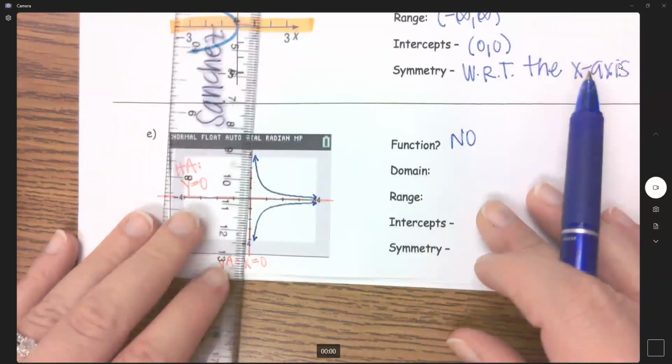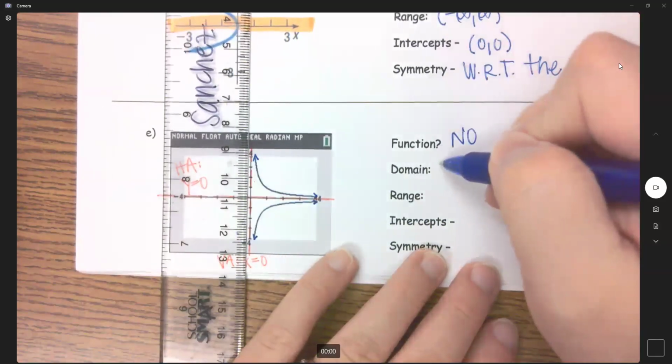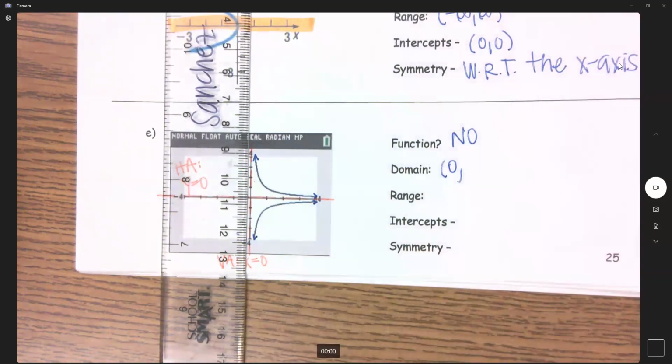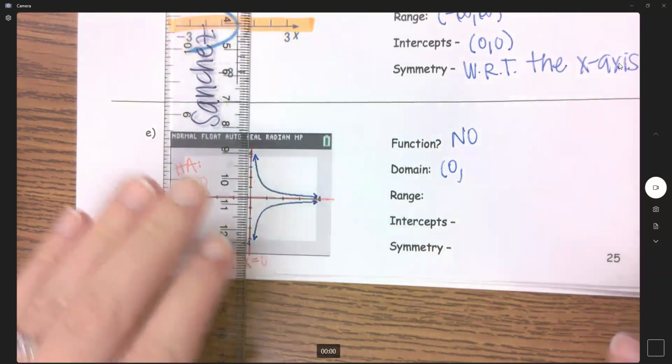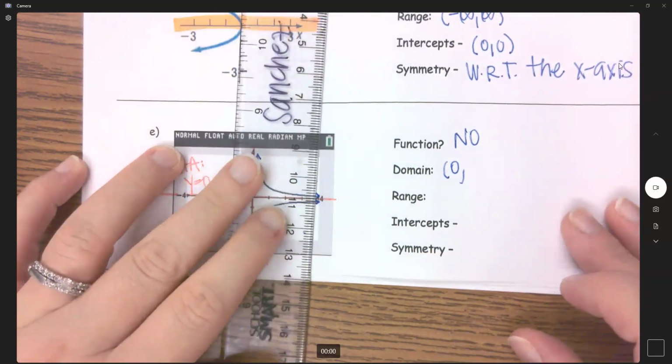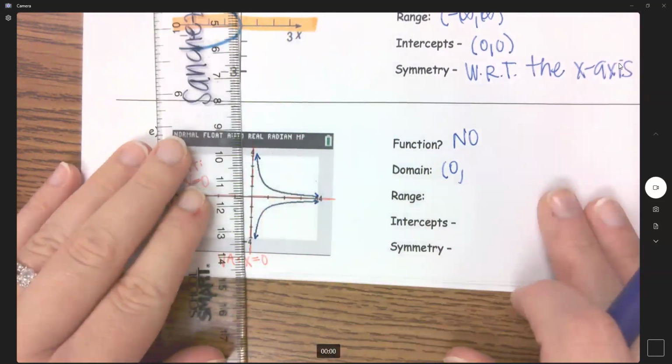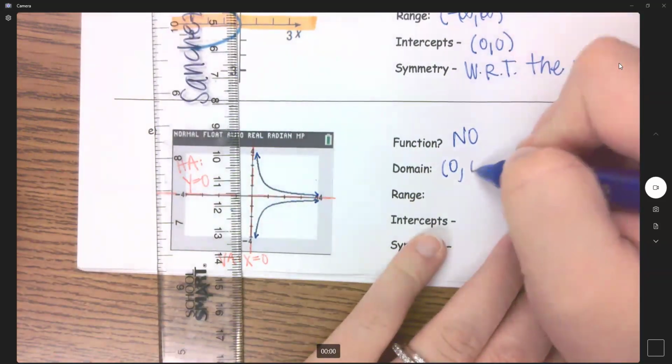So because the first thing we encounter is that asymptote at 0, our domain starts at 0 with a parenthesis because again, it's never going to touch it. It's never going to cross it. And then as it keeps going, we end with arrows and it's just going to keep going horizontally forever. So to infinity.